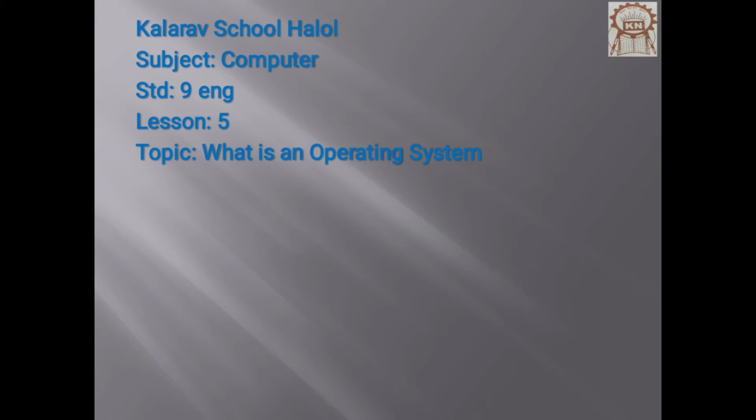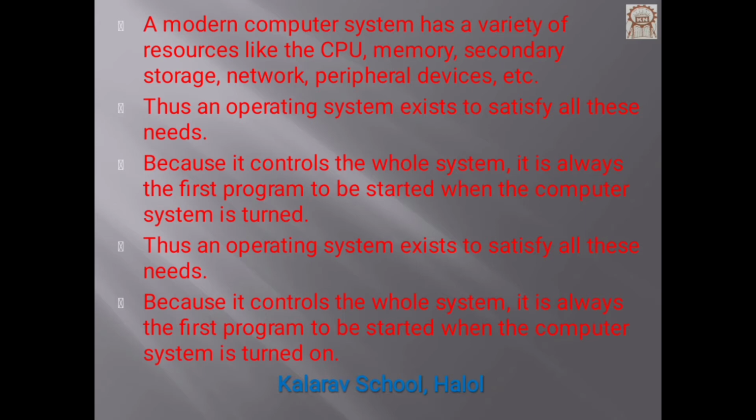Today we teach about what is an operating system. A modern computer system has a variety of resources like the CPU, memory, secondary storage, network, devices, etc. Thus, an operating system exists to satisfy all these needs because it controls the whole system. It is always the first program to be started when the computer system is turned on.